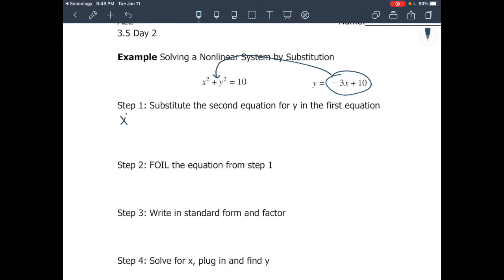So x squared plus parentheses negative 3x plus 10, close parentheses, squared equals 10. Oh, my 10's a little ugly, sorry. Oh, it's just getting worse.